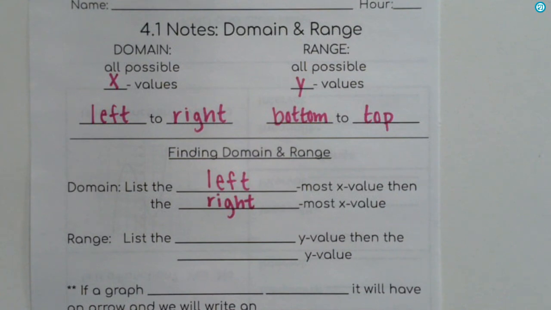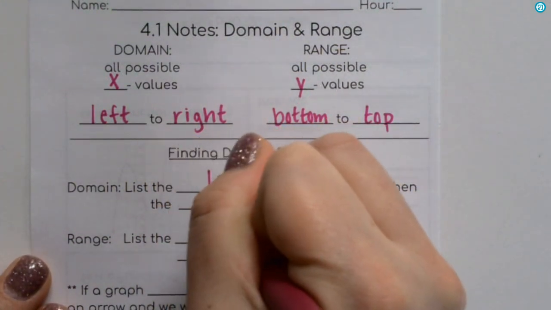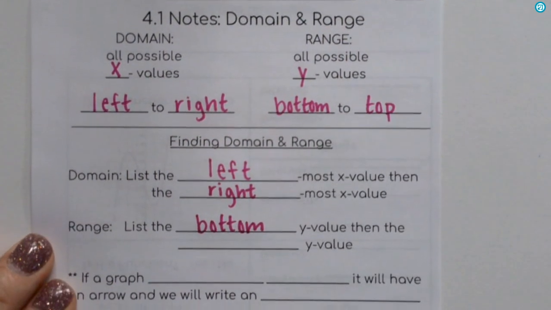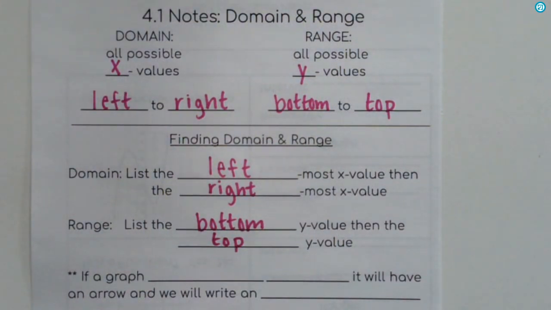Okay, for range, we'll do the same thing, but instead of going from left to right, we're going from bottom to top. So we'll list the bottom y value, and then we will list the top y value. So we're not really doing any math as far as adding, subtracting, multiplying, dividing things today. What we are doing is reading our graph and looking at the furthest left to the furthest right, bottom to the top.